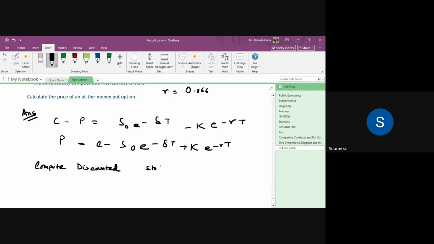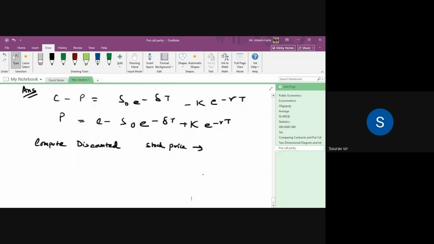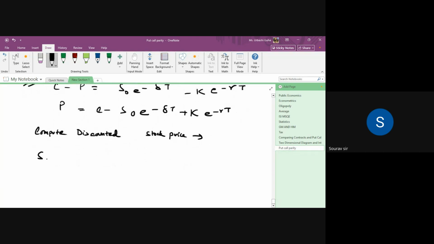the discounted stock price. So that is S e to the power minus lambda T, which is equal to 95 e to the power minus 0.03 times 4, which is equal to 95 e to the power minus 0.12. Okay.